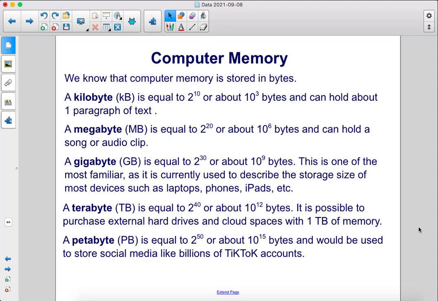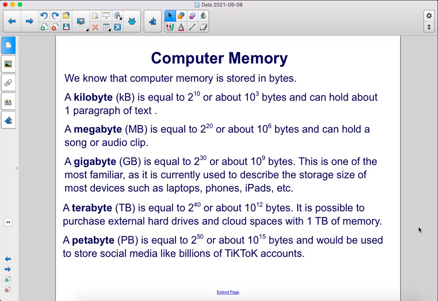We know that computer memory is stored in bytes. A kilobyte is equal to 2 to the 10th, or about 10 to the 3rd bytes, and can hold about one paragraph of text. A megabyte is equal to 2 to the 20th, or about 10 to the 6th bytes, and can hold a song or audio clip. A gigabyte is equal to 2 to the 30th, or about 10 to the 9th bytes.